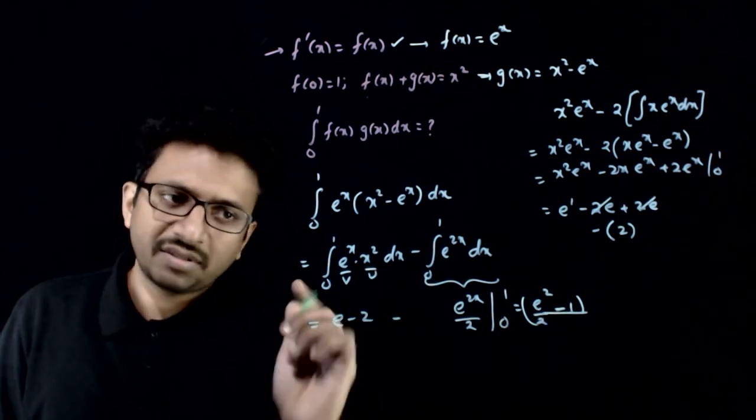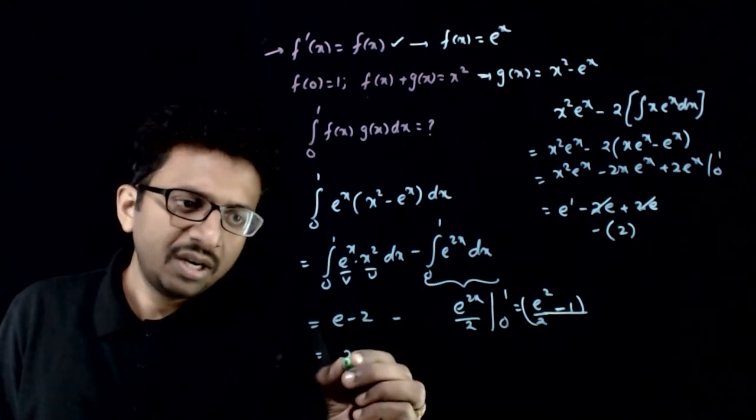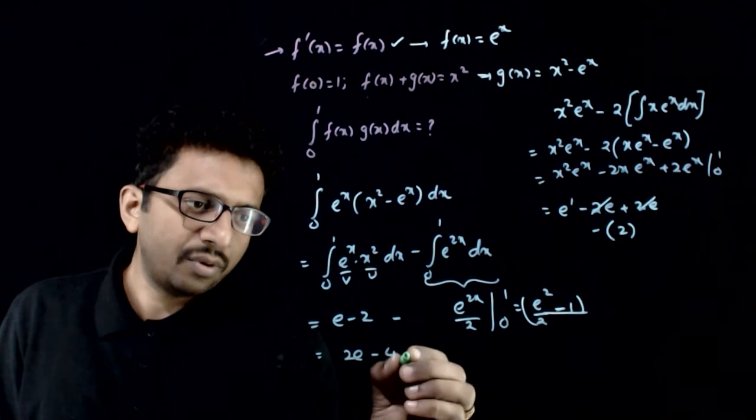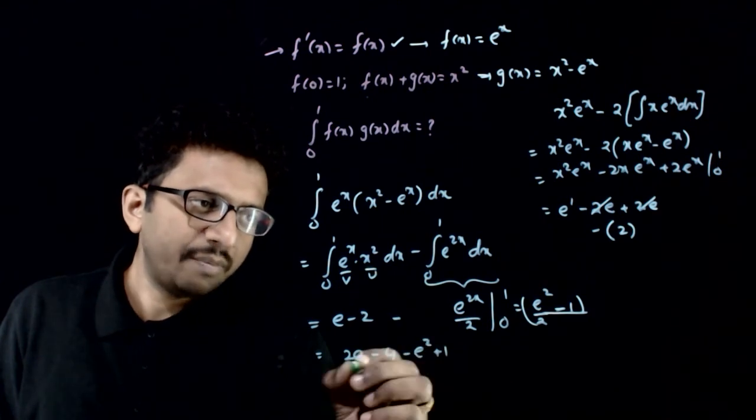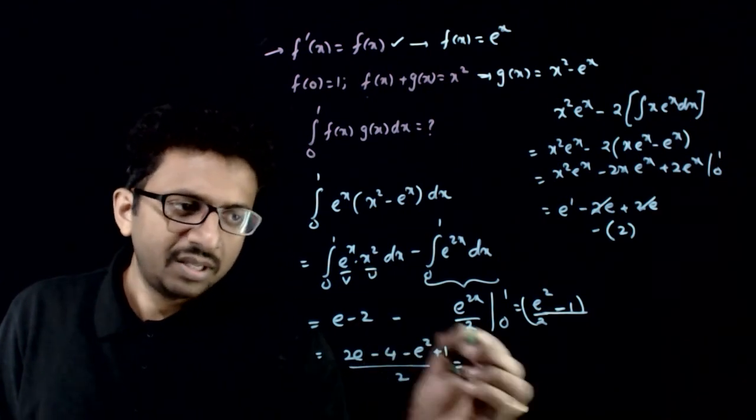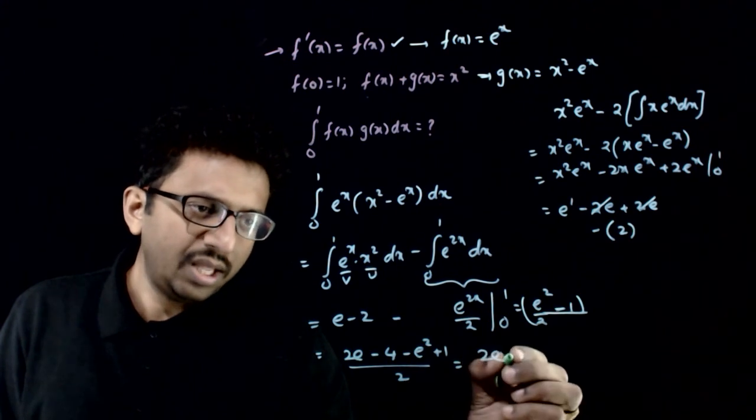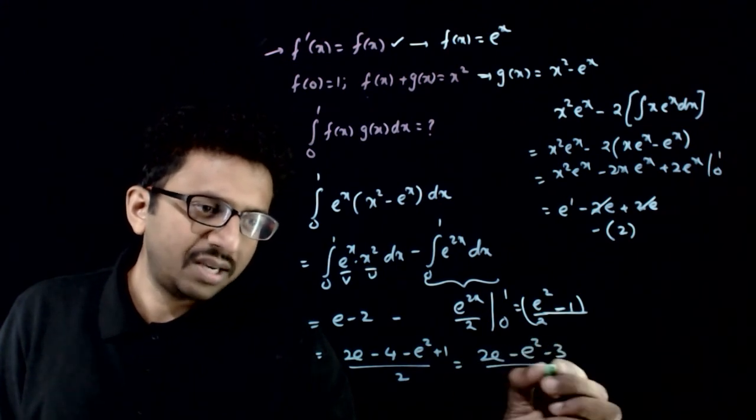minus of this. So you get, if you take LCM, 2e minus 4 minus e square plus 1 by 2. That is equal to 2e minus e square minus 3 by 2.